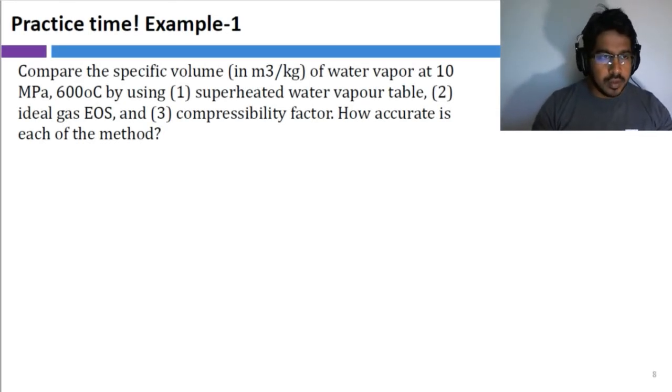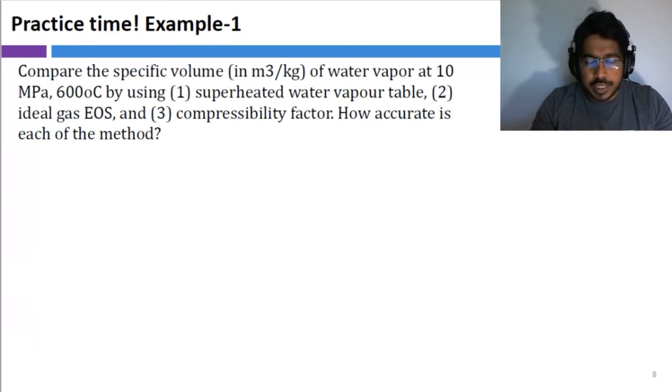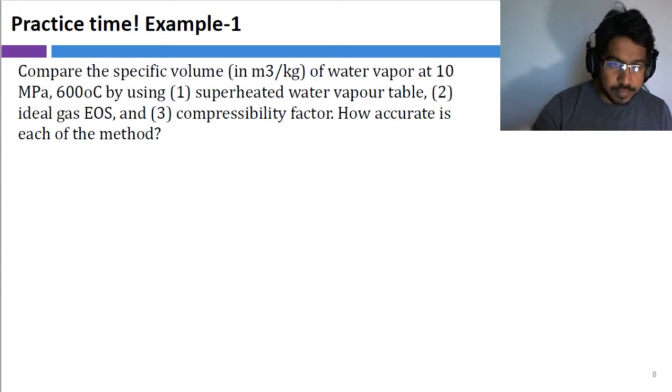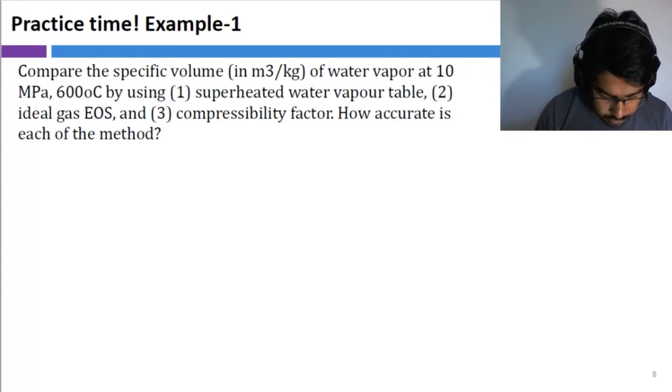Okay, so now in this question it says compare the specific volume of water vapor at 10 megapascal and 600 Celsius by using superheated water vapor tables. When it clearly says it's the superheated water vapor table, then we can just look into the superheated water vapor tables. We don't have to decide whether this has some bit of water or not and everything. So we have it clearly directed to this table, and we can just go on and look into that, right?